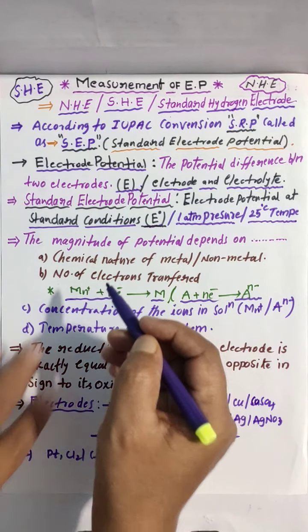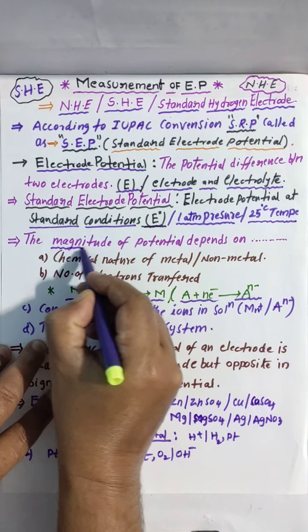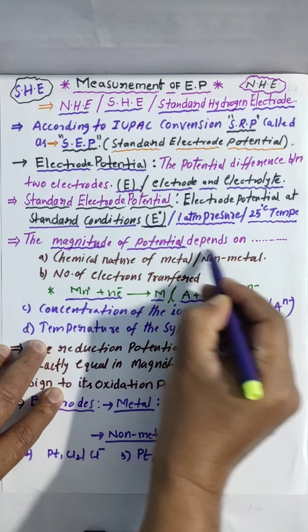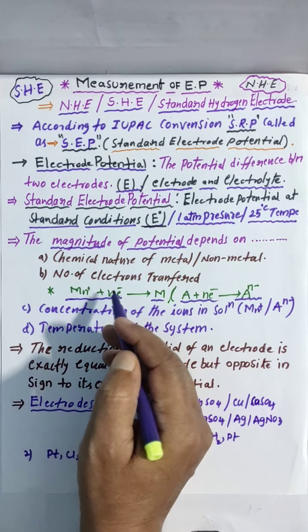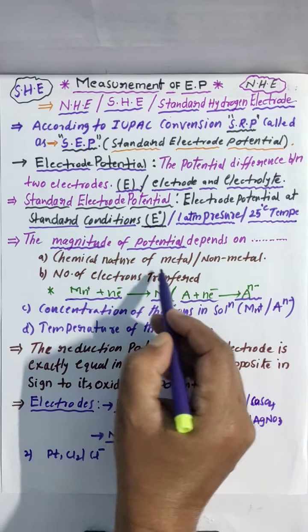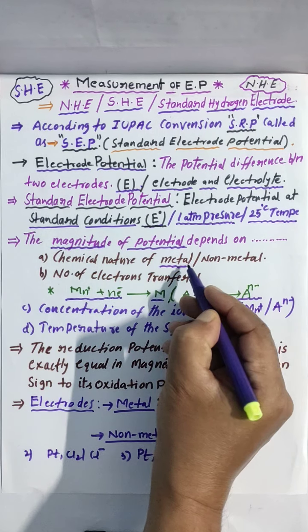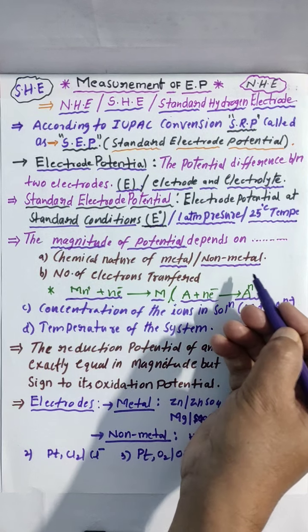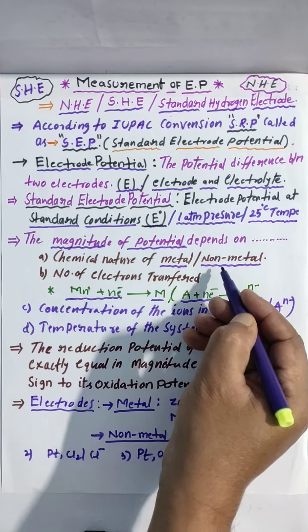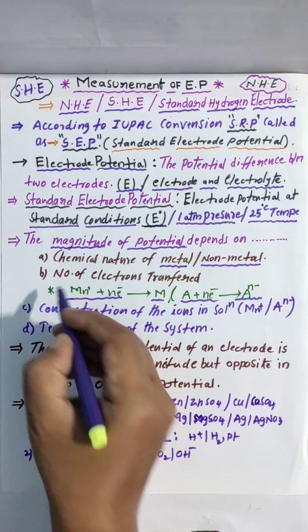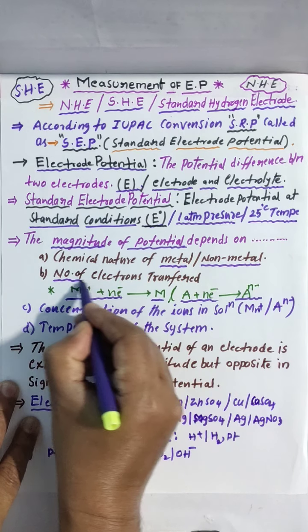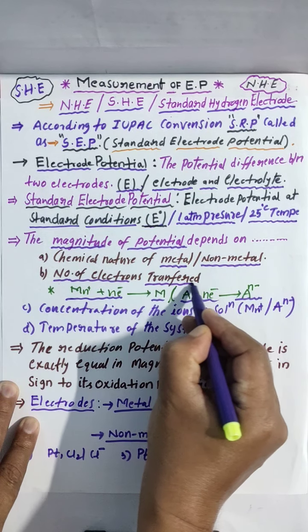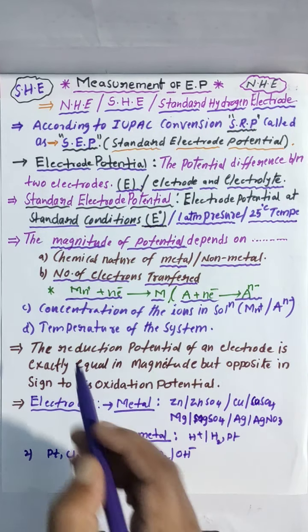Now, the magnitude of electrode potential depends on four factors. One is the chemical nature of the metal or non-metal that we use for the electrode, so we can use metal electrodes or non-metal electrodes. The next one is the number of electrons transferred.